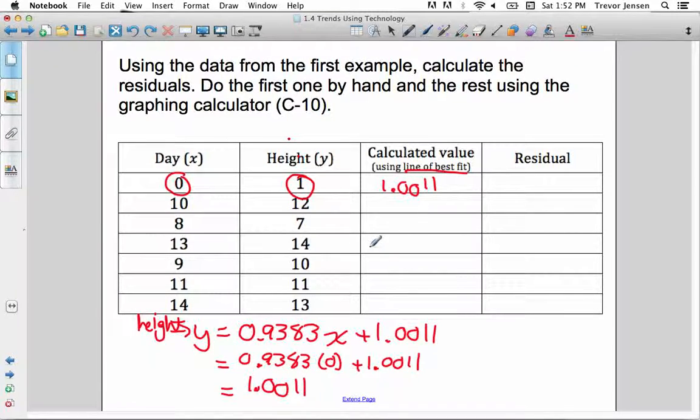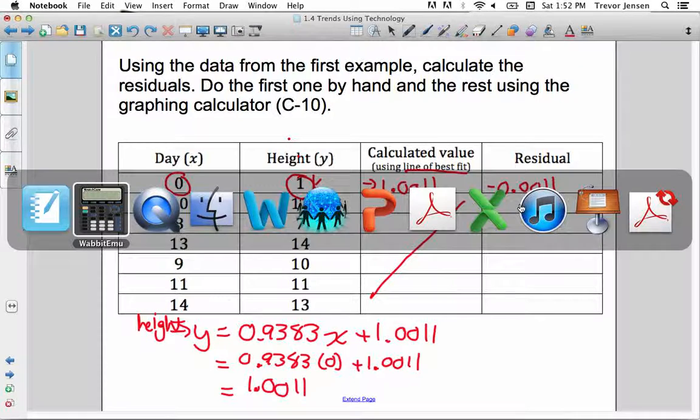Now the residual value is basically the difference between the actual height and the expected height, or the calculated value using the line of best fit. So what's the difference between 1 and 1.0011? We do 1 minus 1.0011, and we get negative 0.0011. That's the residual value. We don't want to have to do that for every data point, so let me show you how to use your calculator to get all of these values.